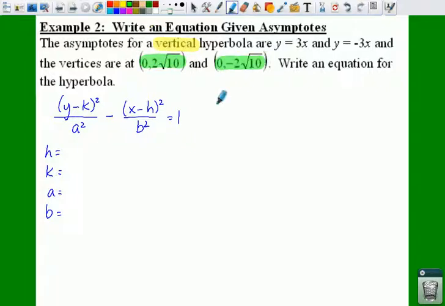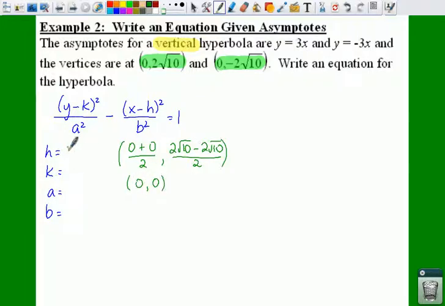If you look at your vertices, to find your h and k, your center is going to be in the middle. So we're going to take the midpoint between your vertices: 0 plus 0 all divided by 2, comma, 2 radical 10 minus 2 radical 10 all divided by 2. That gives you (0, 0). So your h is 0, your k is 0.